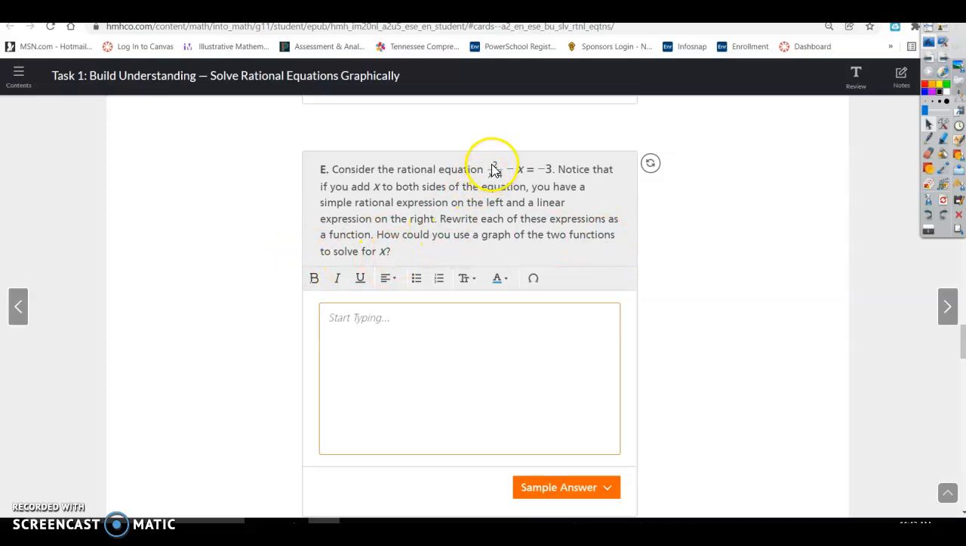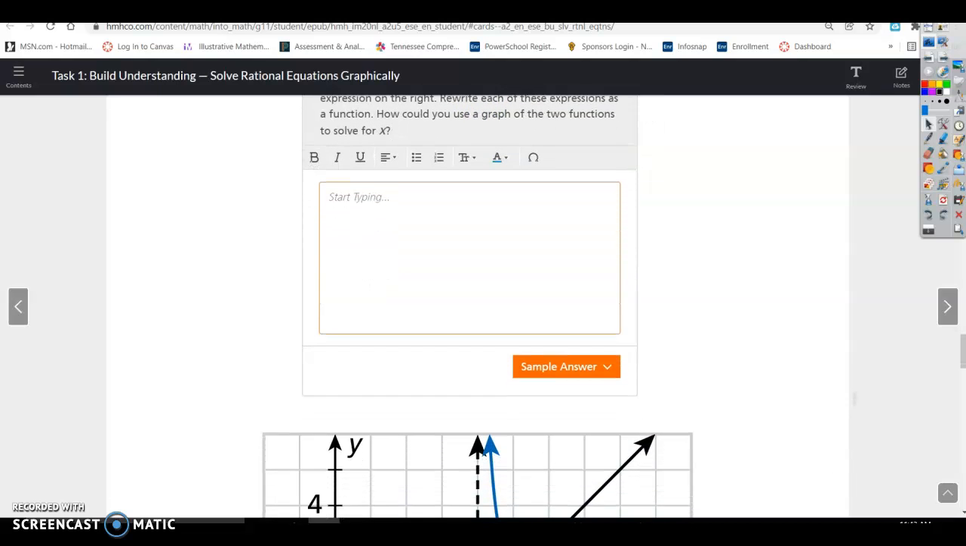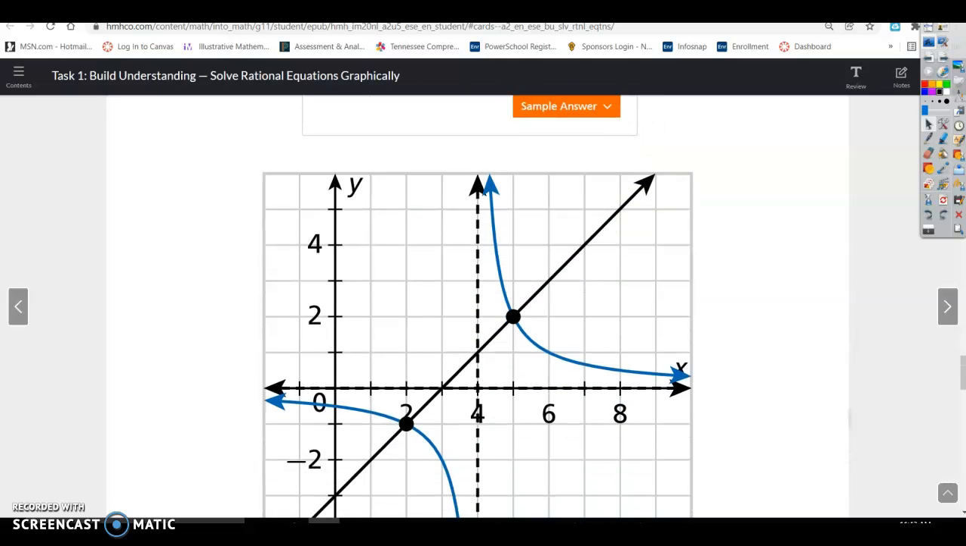All right, so if we have 2 over x minus 4 equals x minus 3, we could set the left side equal to y1 in your calculator, and we could set the right side equal to L2 or y2 in your calculator, and we can find the intersection points of those two graphs.